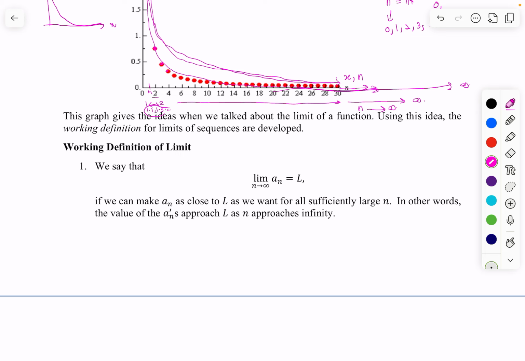So we say that the limit of sequence a_n as n approaches infinity is equal to a certain number L. So this L is the limit for the sequence a_n. Okay, so if we can make a_n, the sequence, as close to L as we want for all sufficiently large n, in other words, the values of a_n approach L as n approaches infinity. So this is just the way you translate what is being mathematically written in this form of the limit.